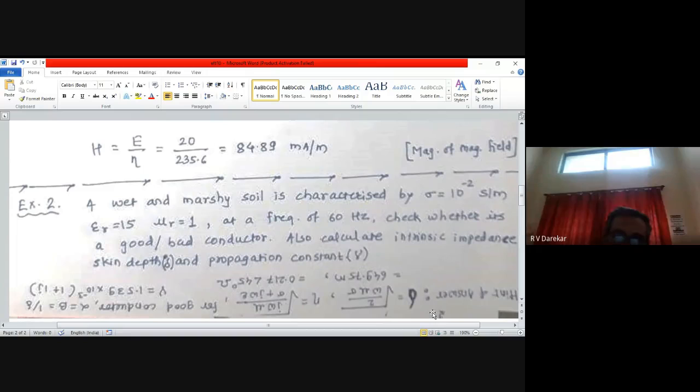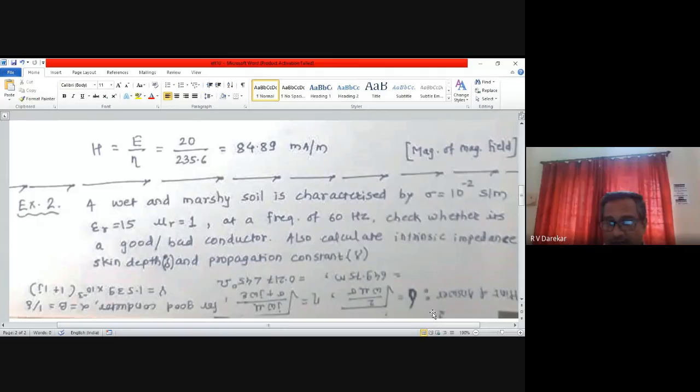That's why I shared the word file also. In that word file, I think you can check how we can check whether the medium is a good conductor or a bad conductor. So this type of marshy and wet soil is there, and we have to check the behavior of electromagnetic waves in this particular type of soil. That's why we have been given the value of sigma, epsilon r, mu r, and the frequency is given as 60 hertz. What we have to do first is check whether it is a good or a bad conductor.